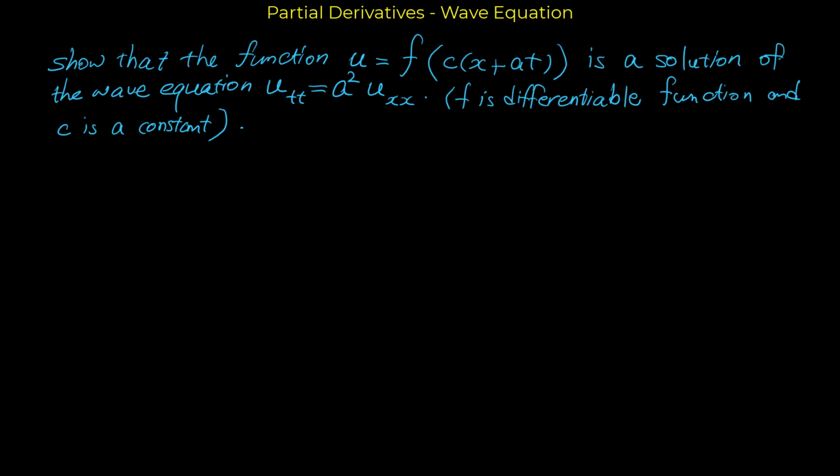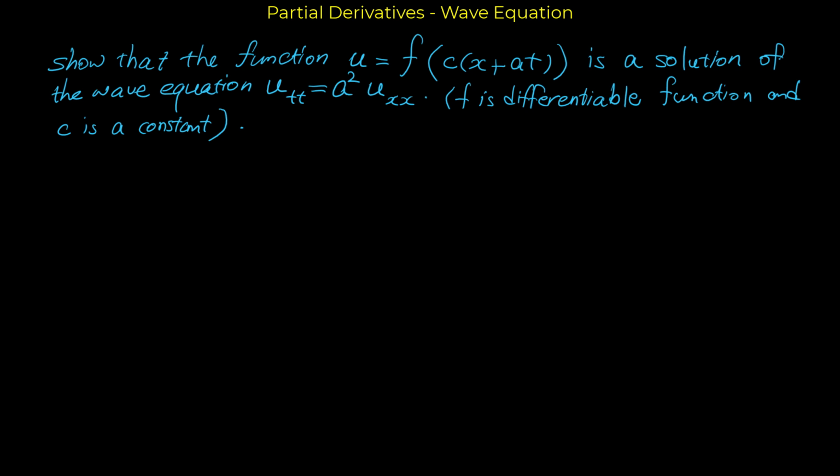In this video, we want to show that this function u equals f of c times (x plus at) is a solution of the wave equation. Which wave equation is this? The second partial derivative of u with respect to t is equal to a squared, which is a constant, times the second order partial derivative of u with respect to x. So this is an application of partial derivatives.